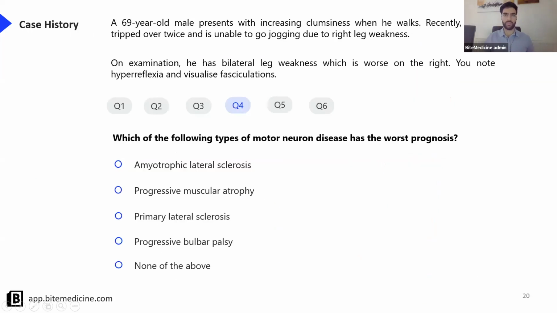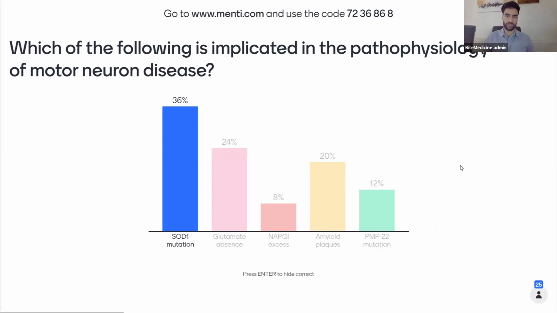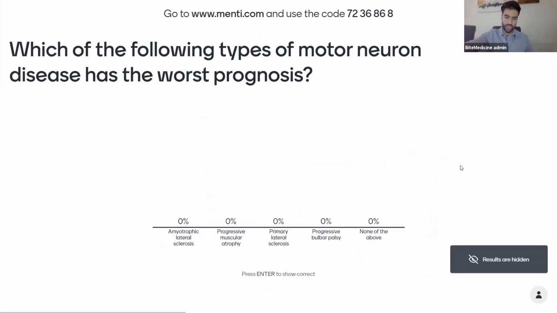Okay, next question. Which of the following types of motor neuron disease has the worst prognosis? Amyotrophic lateral sclerosis, progressive muscular atrophy, primary lateral sclerosis, progressive bulbar palsy, or none of the above.